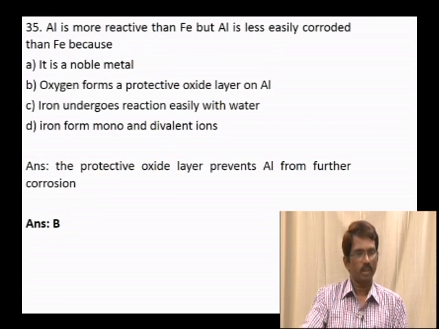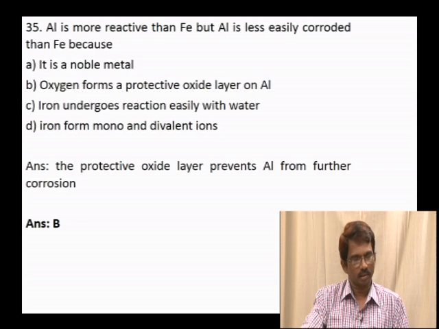Then coming to question number 35, aluminum is more reactive than iron, but aluminum is less easily corroded than iron. So the rusting of iron happens rapidly, whereas aluminum is not so easily corroded. The reasons are, it is a noble metal, the option A, and in the option B, the oxygen forms a protective oxide layer on aluminum. Option C, iron undergoes reaction easily with water. Option D, iron forms mono and divalent ions.